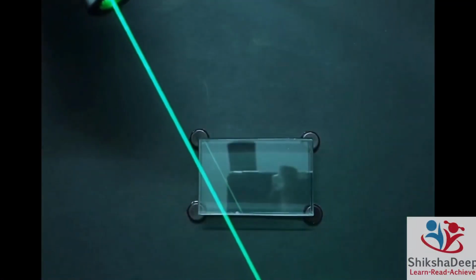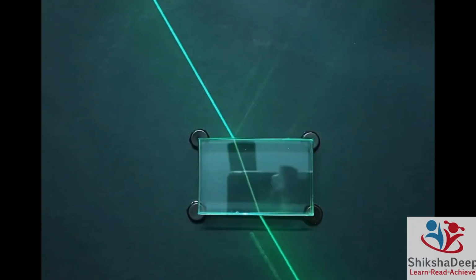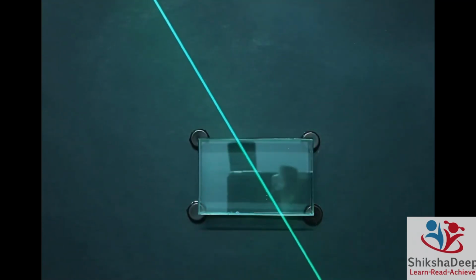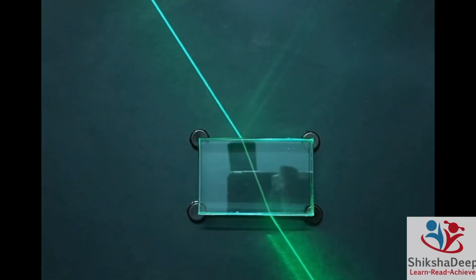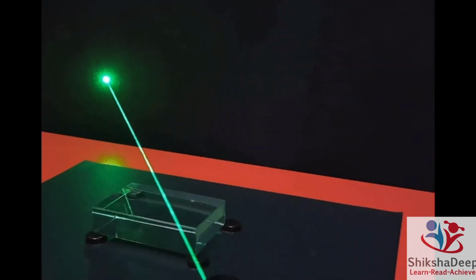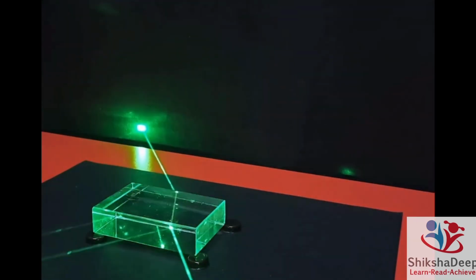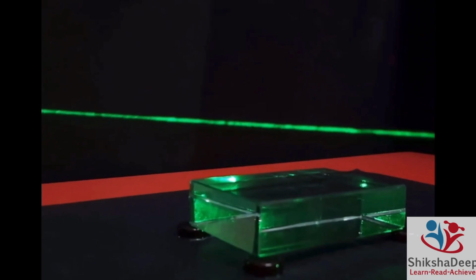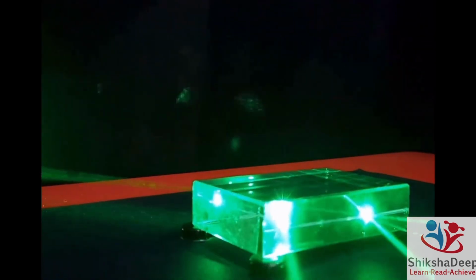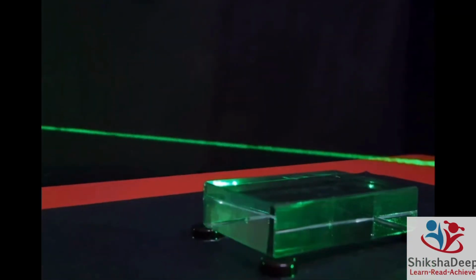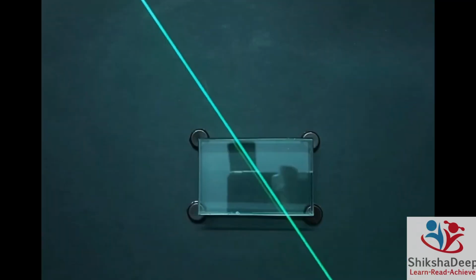Let's visualize this concept. When the laser beam strikes obliquely at the surface of the glass slab, you can see that it bends. This is the laser beam in the air. There is no deviation. But when it passes through the glass, there is bending of the light ray. It is because of refraction.